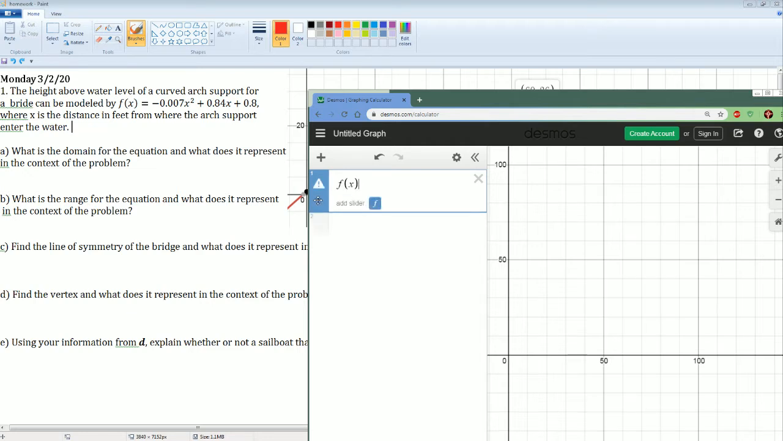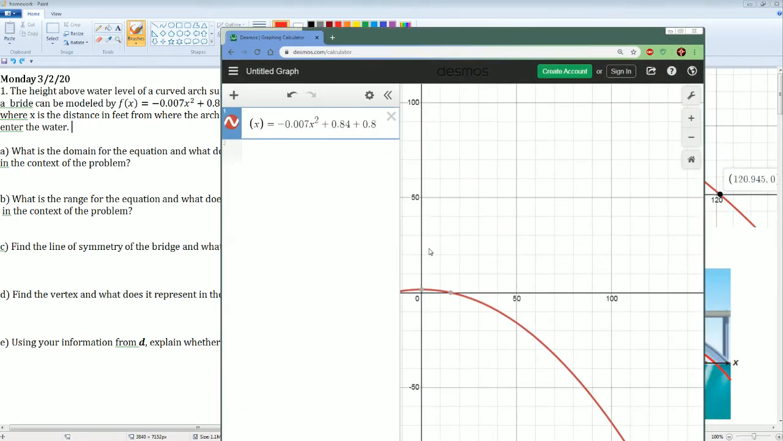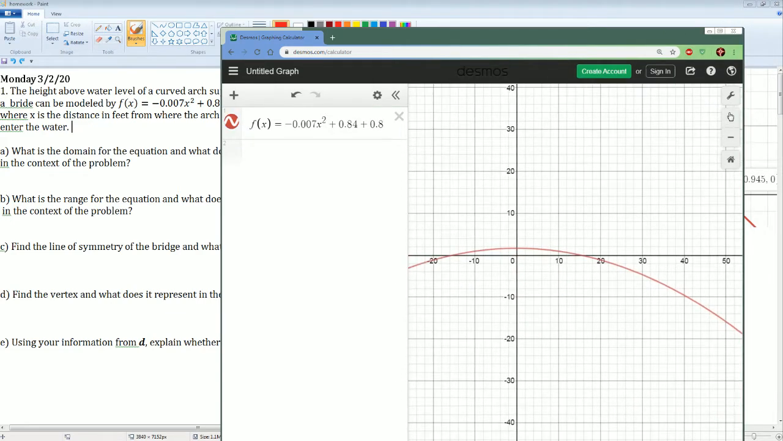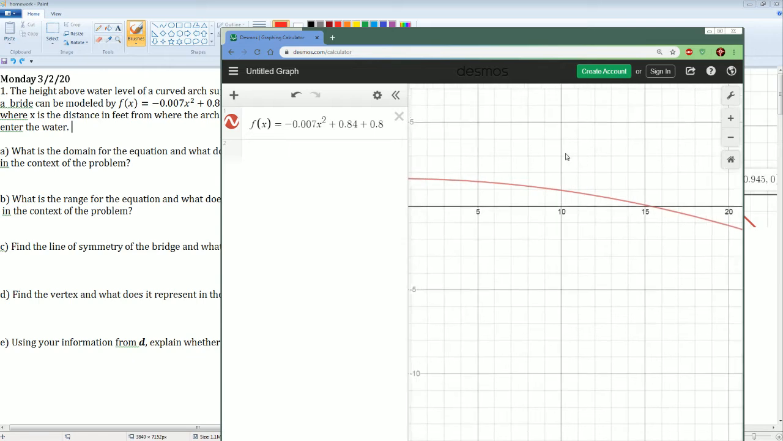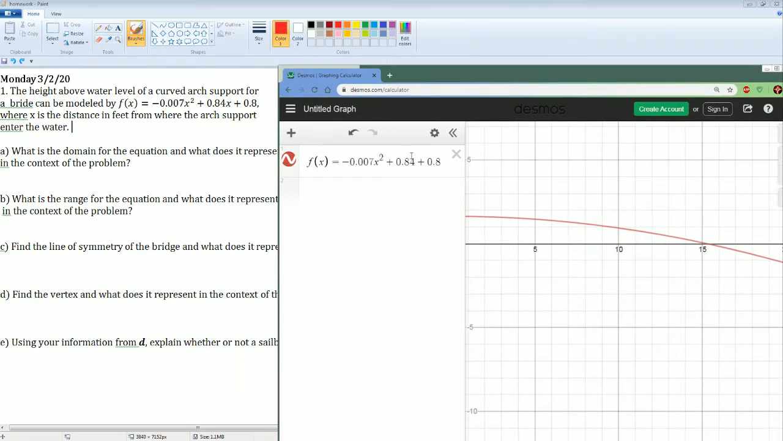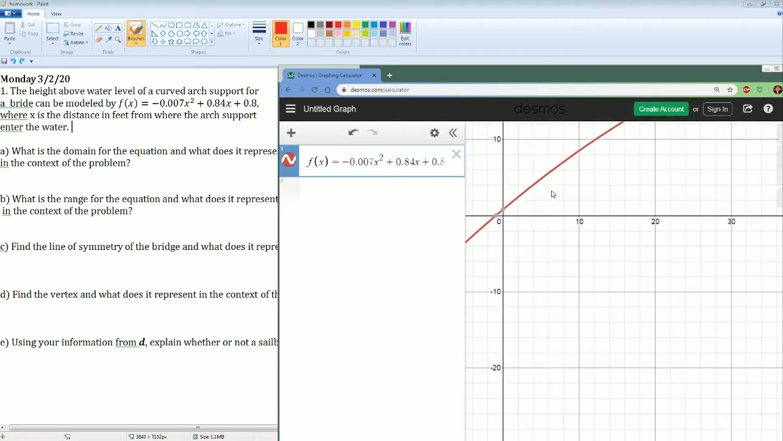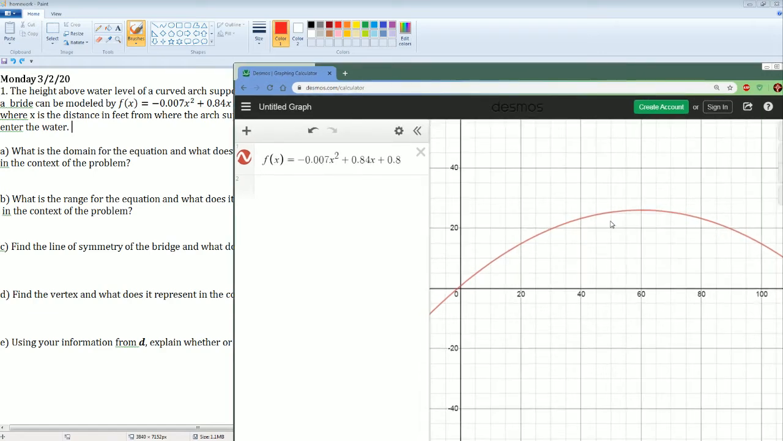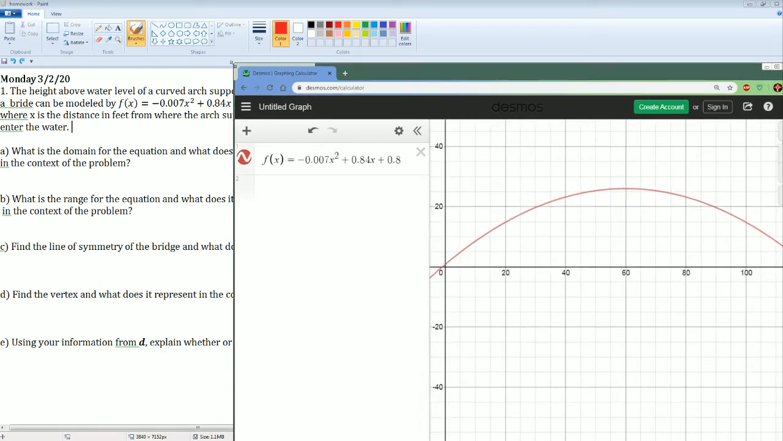f of x is equal to negative 0.007x, you put the caret to the 2, plus 0.84x plus 0.8. Okay, it might look like that, which is a little bit weird, so you want to zoom in. Make sure I type that in correctly. Nope, there was supposed to be an x here. Alright, so it should look something like this. It should look like the arc.